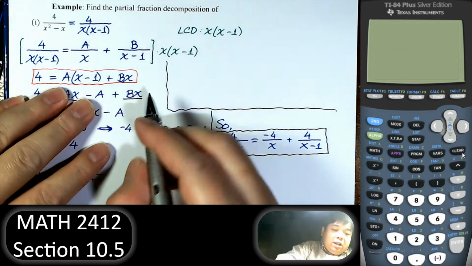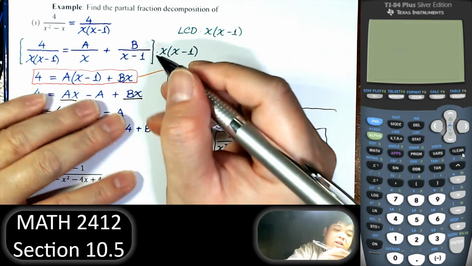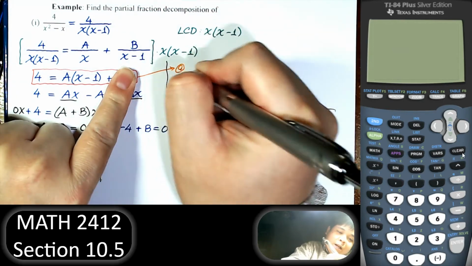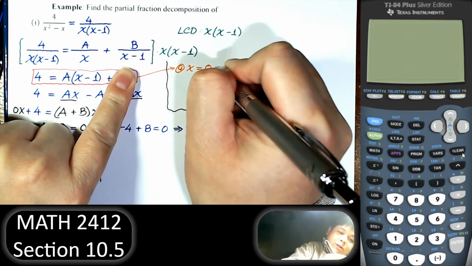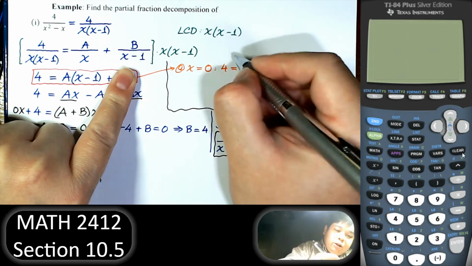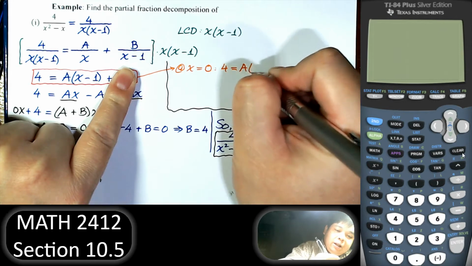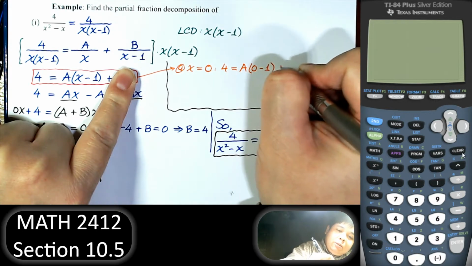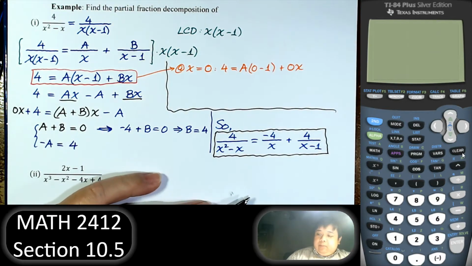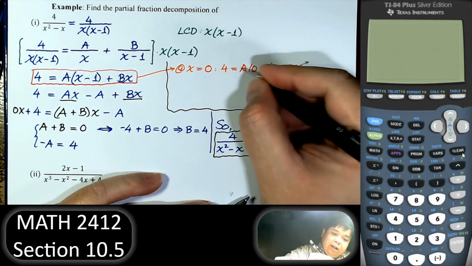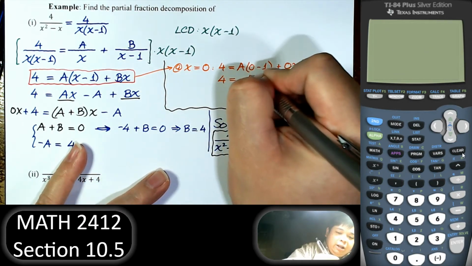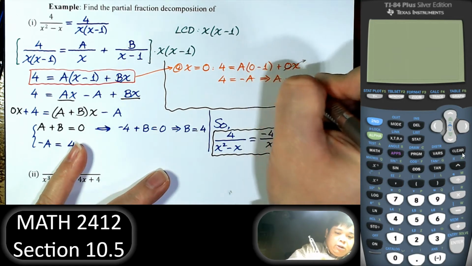Now, for that, let's say we choose x to be equal to 0, then we don't have this term, right? So at x equal to 0, we have 4 equal to a times 0 minus 1 plus 0 times b. Of course, the 0 times b is gone, and so here we have 4 equal to negative a, so a is equal to negative 4.